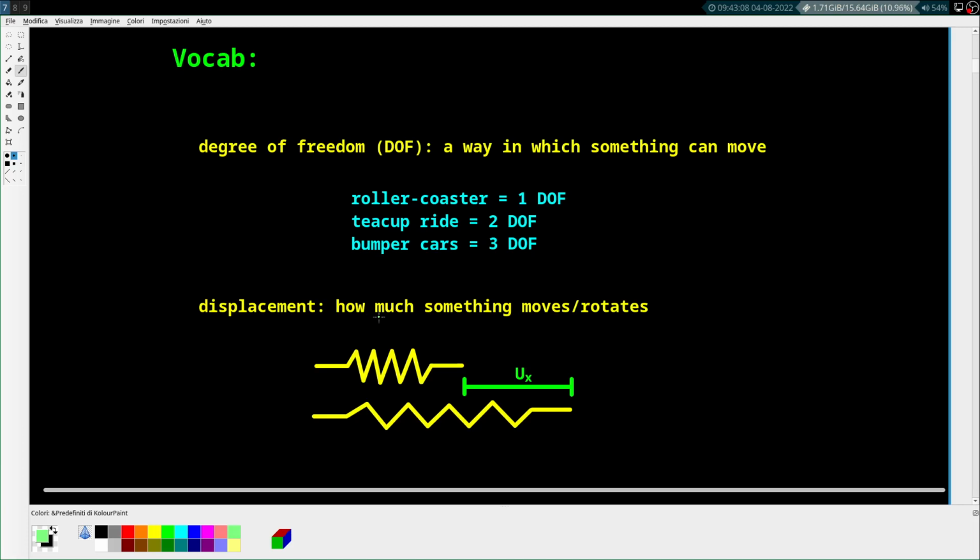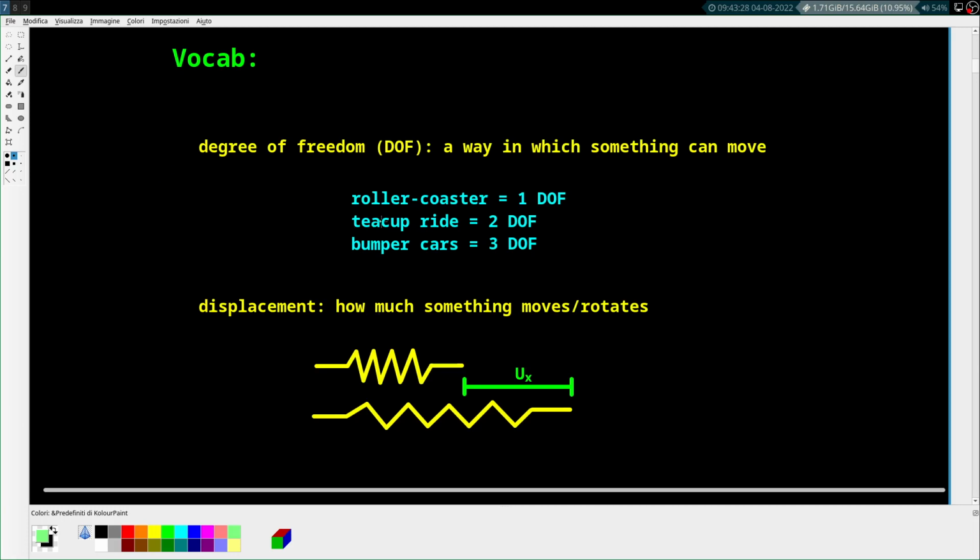So I have examples here from a theme park. A roller coaster is a 1 DOF system, 1 degree of freedom system. Why? Because I could tell where every car on that roller coaster is just by measuring its distance along the track. It's 100 meters along the track, 200 meters along the track. One variable is enough to tell me exactly where everything is, right?